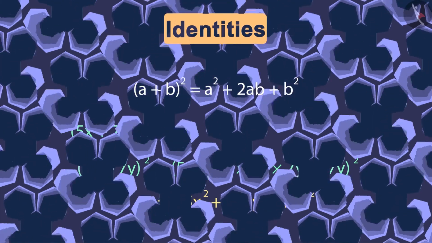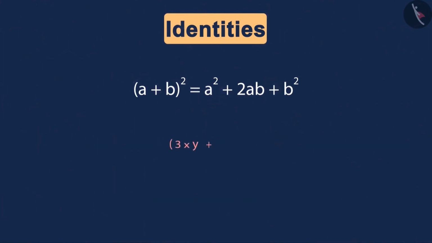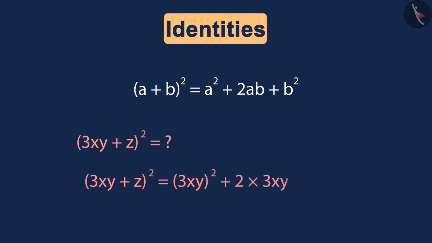Let's see one last example. Can you find the value of 3xy plus z square? You are absolutely right. Once again, we'll apply this identity. But what shall we write in the place of A and B? Here we can consider A as 3xy and B as z. So in the right-hand side, we will get 3xy square plus 2 multiplied by 3xy multiplied by z plus z square. After simplification, we will get 9x square y square plus 6xy plus z square.